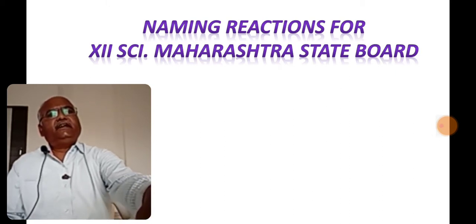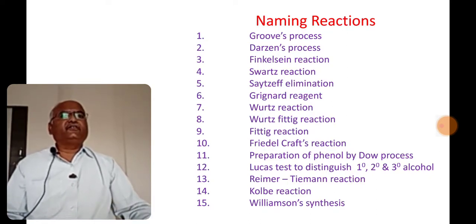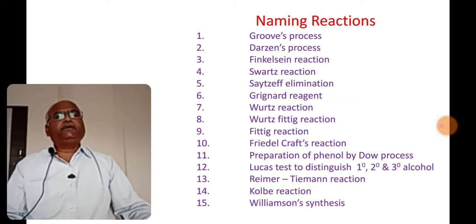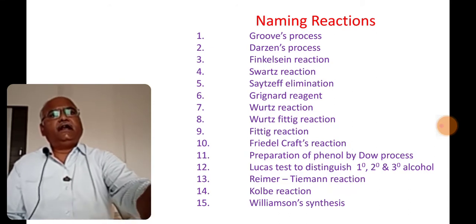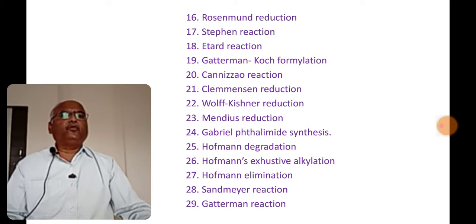In next slide, I am going to show a list of some naming reactions. You just go through this list. In this slide, there are 15 reactions, and in next slide, there are near about 14 reactions. So total, I have selected 29 naming reactions. We shall discuss these naming reactions one by one.